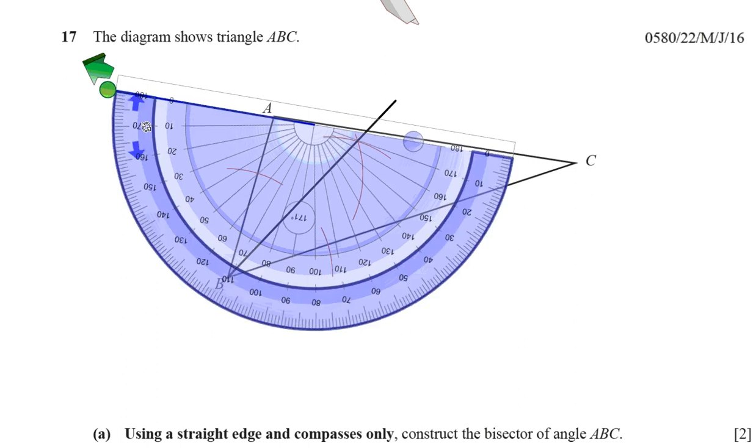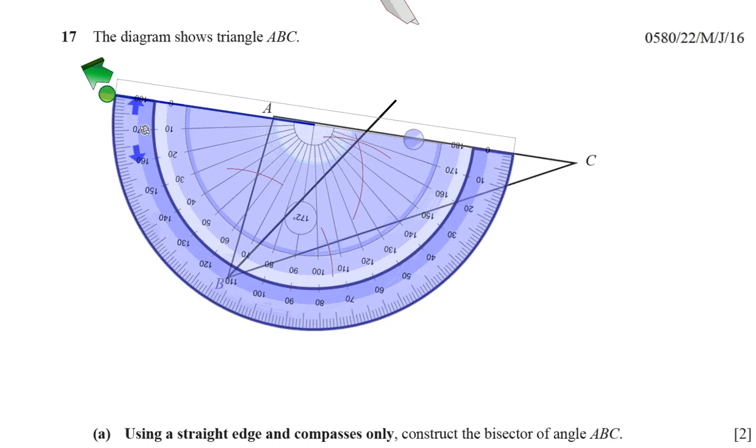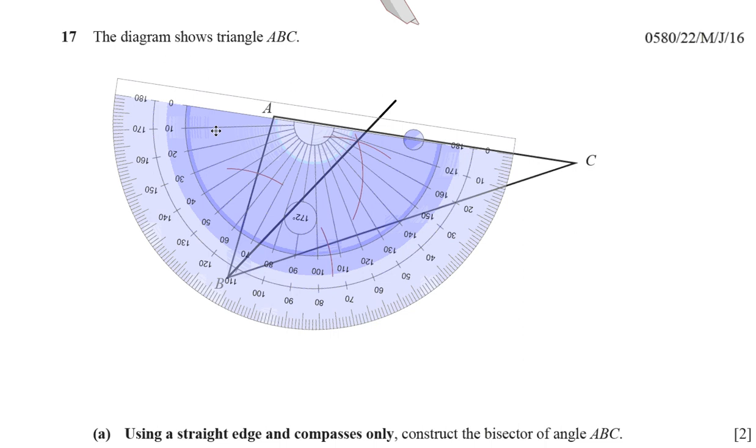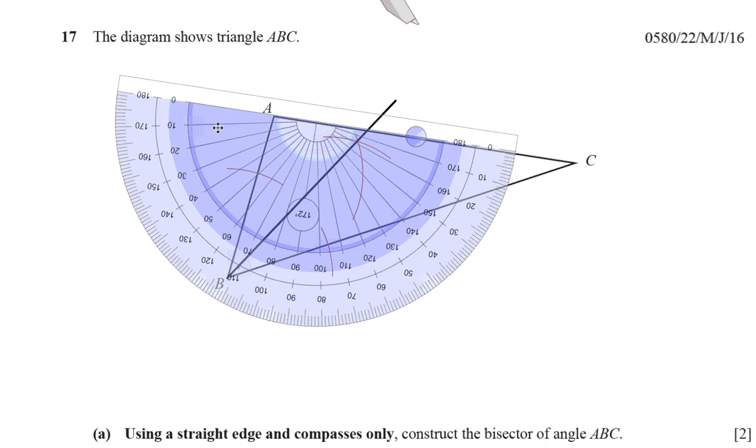Okay, so that's exactly in line with AC. So I'm going to measure an angle of 90 degrees now. It looks like it's exactly in line. So I'm going to measure an angle of 90 degrees. 90 degrees looks like this. Okay, so I'm going to make a mark over here to show that that line is 90 degrees.